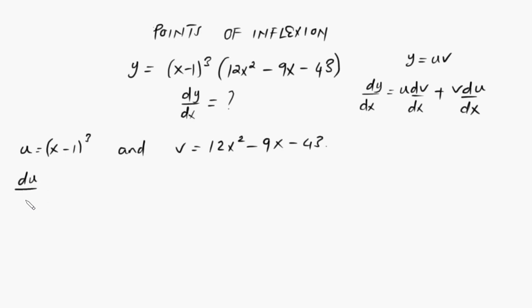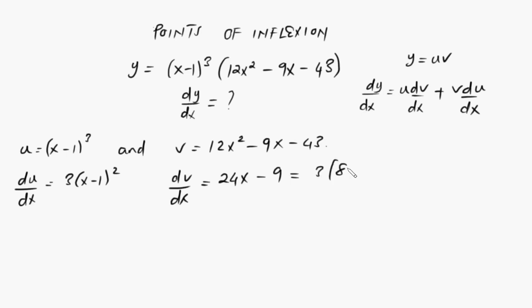So if I differentiate u now with respect to x, nita differentiate haraka haraka. For detailed information on how to differentiate this, visit the tutorial derivative of composite functions chain rule. Kwa hapa napata 3(x minus 1) squared. And dv/dx now is just going to be equal to 24x minus 9. Ukitaka kujua jinsi ya differentiate hii kwa undani, visit tutorial inaitwa derivative of polynomial function. So okay, hii naweza nika simplify further.